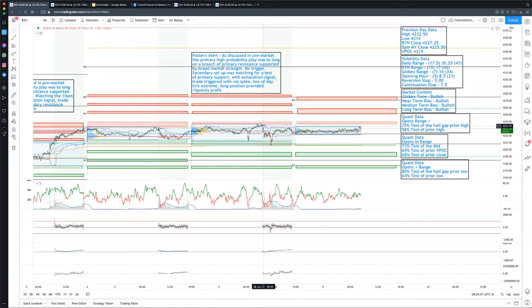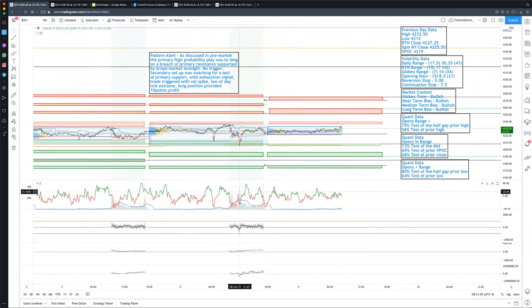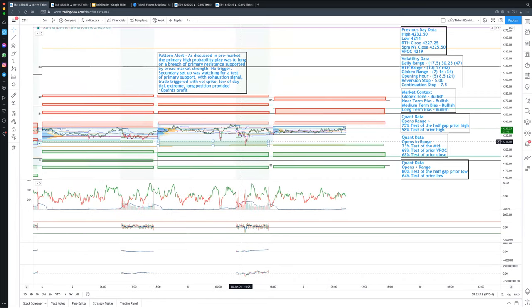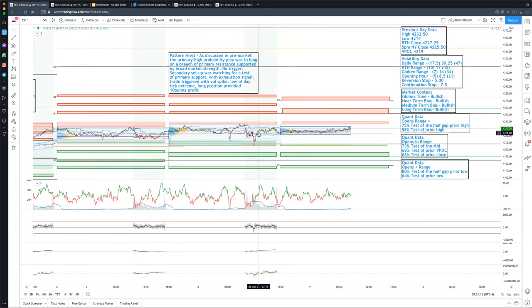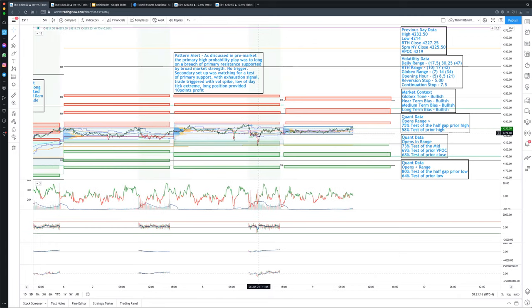The second thesis I had was that we test primary support, and I was looking for a volume spike, which you can see here quite clearly. Got a nice big volume spike. We had a tick extreme reading and we had positive internals. So I got in on the long side there yesterday and I managed to secure 10 points of profit to the upside.